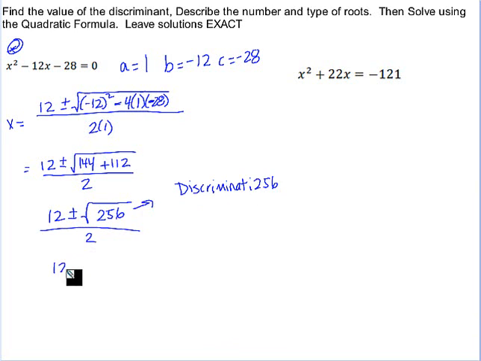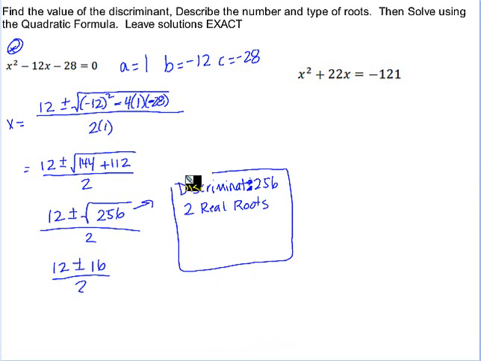256, the square root of that is 16, so this is plus or minus 16 over 2. Since that has an actual square root, we have two real roots. That's our number and type of roots. And now we're just going to finish finding the solutions.